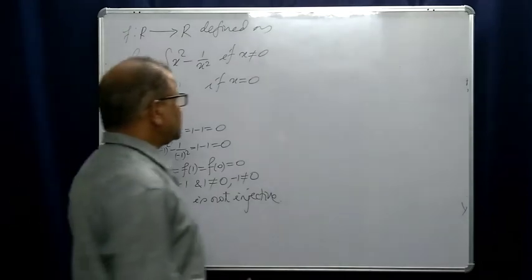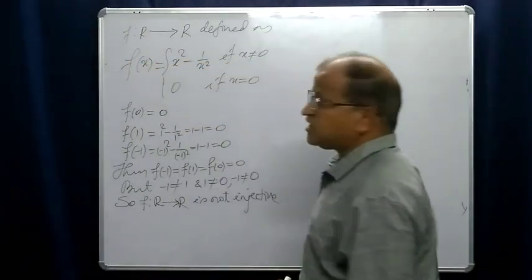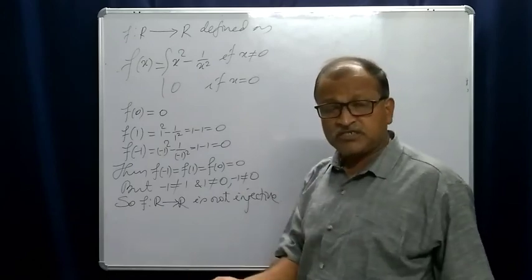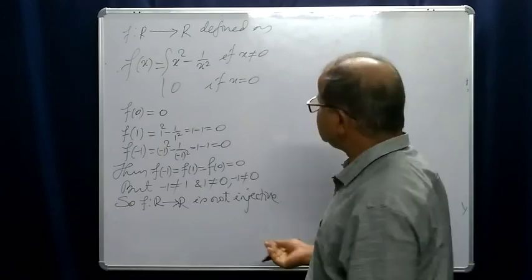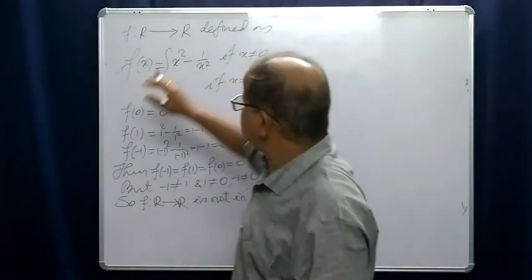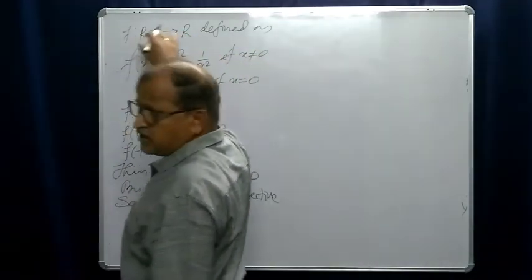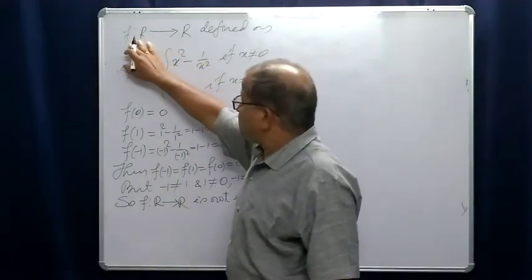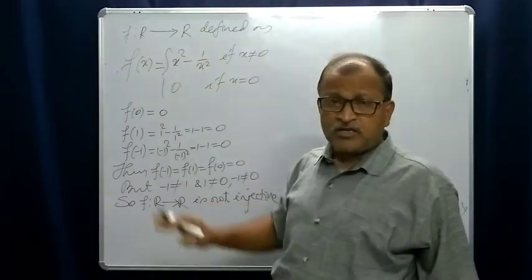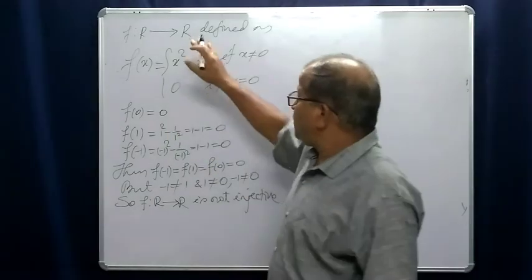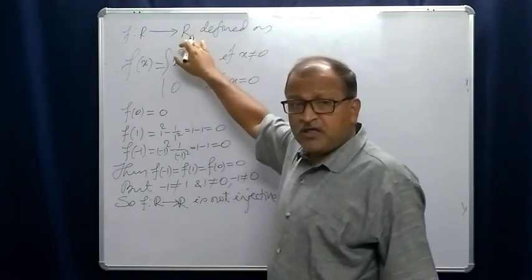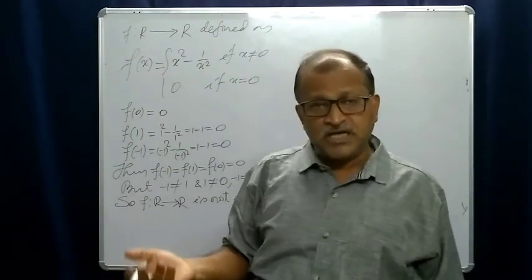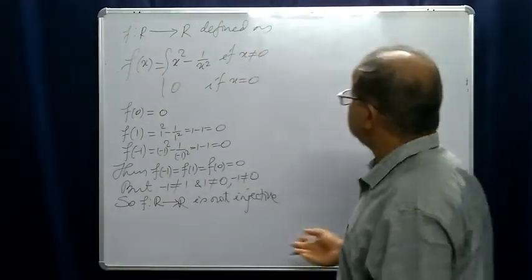Right? Let us test whether this function is surjective or not. When will it be surjective? Yes, if range of f, here domain is R, codomain is R. So range of this function should be equal to R. That means for every real number here, we can find a real number here whose image is that. So let us test.